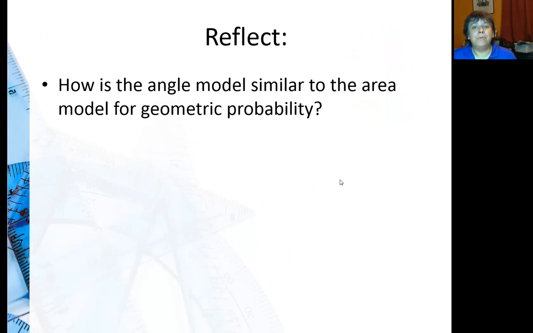So reflecting further, how is the angle model similar to the area model for geometric probability?